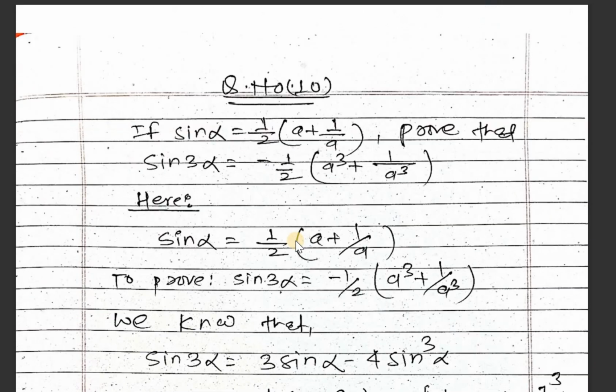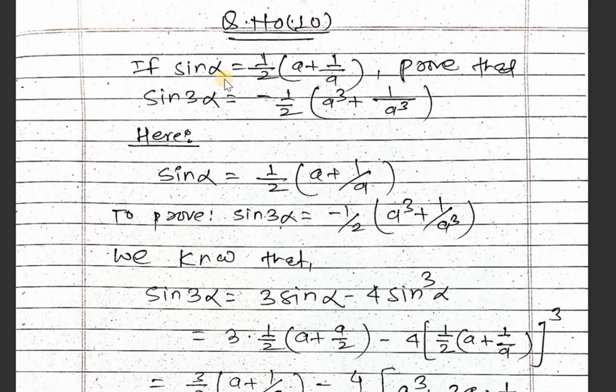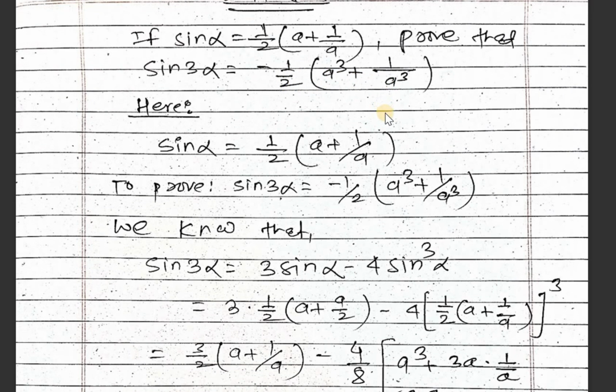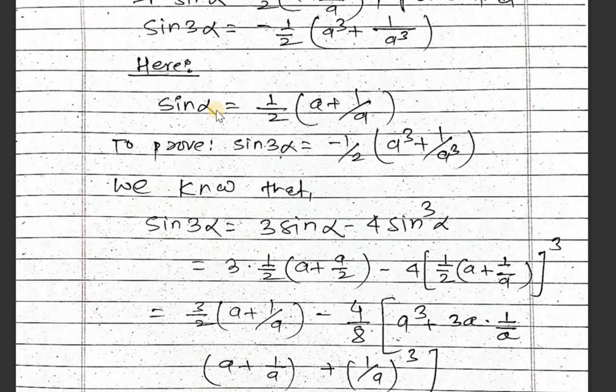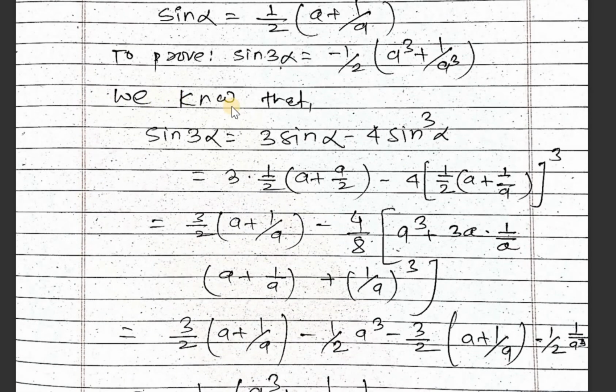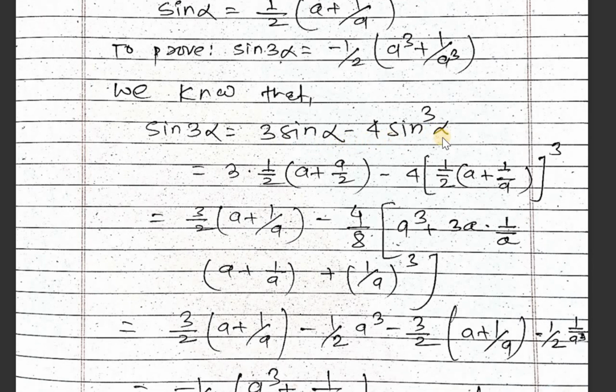And our next problem is: if sin alpha equals 1 by 2 (a plus 1 by a), prove that sin 3 alpha equals minus 1 by 2 (a cubed plus 1 by a cubed). Given sin alpha equals 1 by 2 (a plus 1 by a), prove sin 3 alpha equals minus 1 by 2 (a cubed plus 1 by a cubed). We know that sin 3 alpha equals 3 sin alpha minus 4 sin cubed alpha.